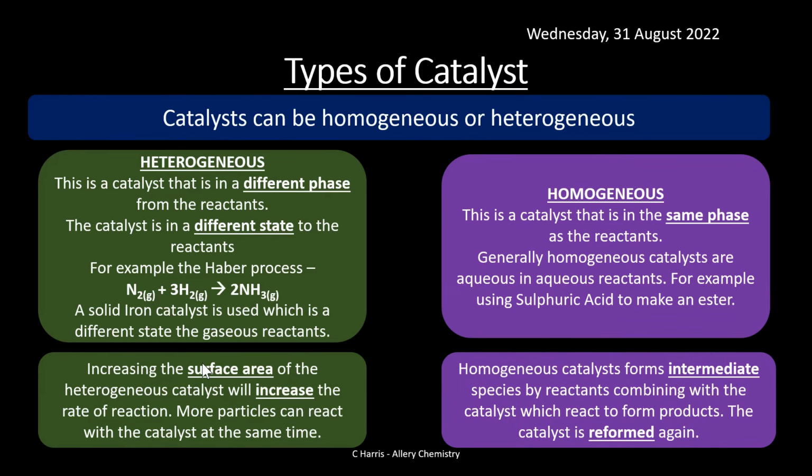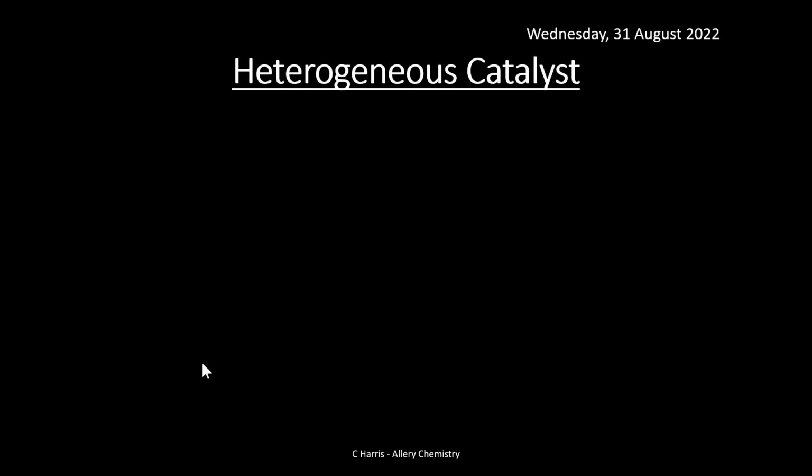Now, as you'll see in a moment, these form intermediate species. The reactants combine with the catalyst, and they react to form the products, and then the catalyst is regenerated again. So this kind of catalyst is a little bit more hands-on within the reaction. It actually reacts itself with a reagent, and then is reformed later on. Whereas with heterogeneous catalysts, it's normally just a solid base for chemicals to adsorb to, and then break apart afterwards. So it's not actually chemically changing in some senses.